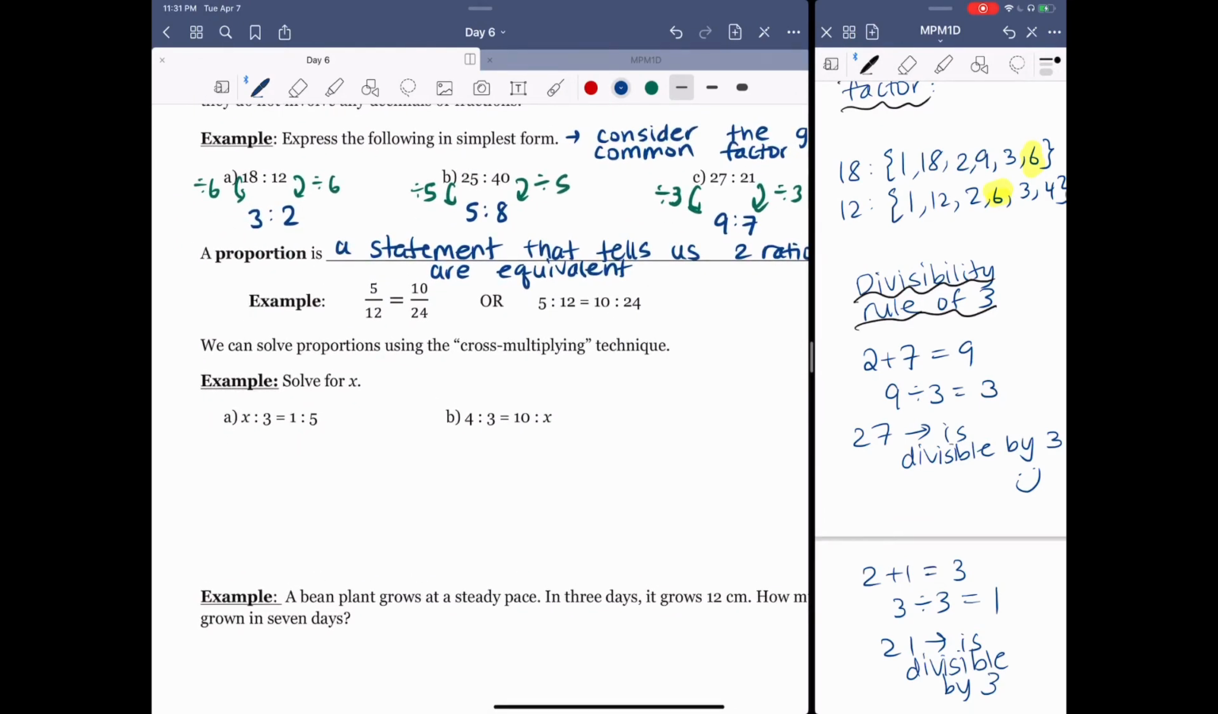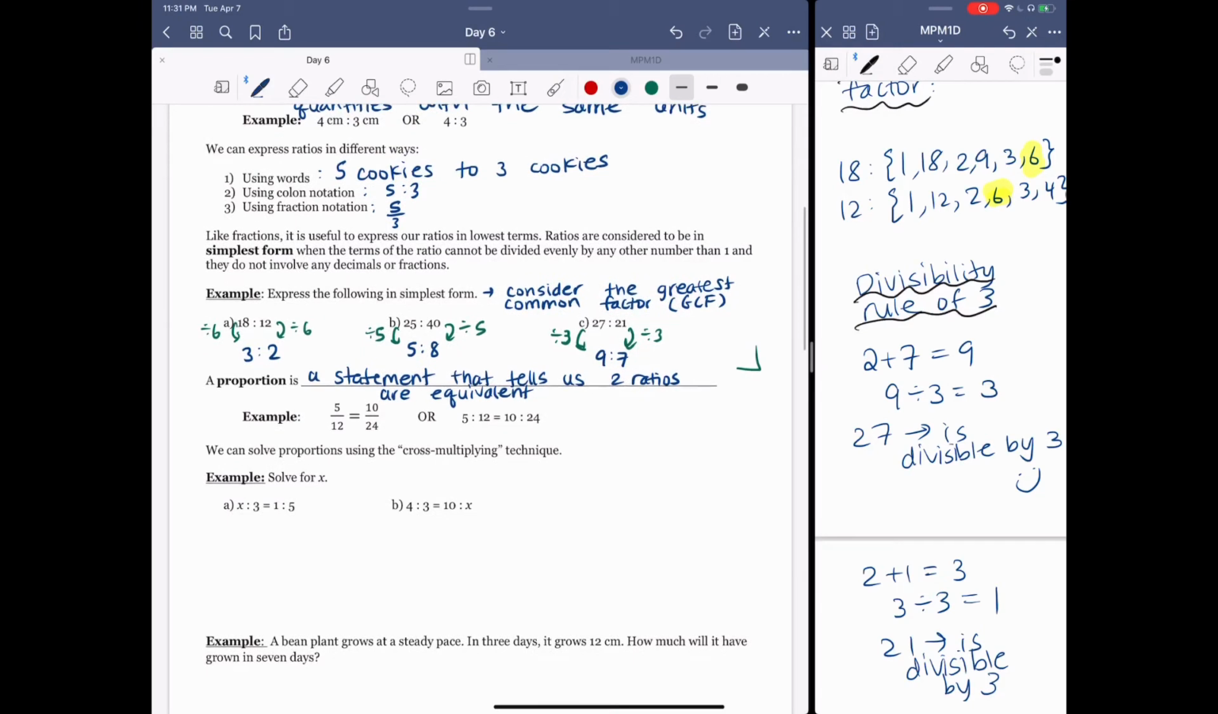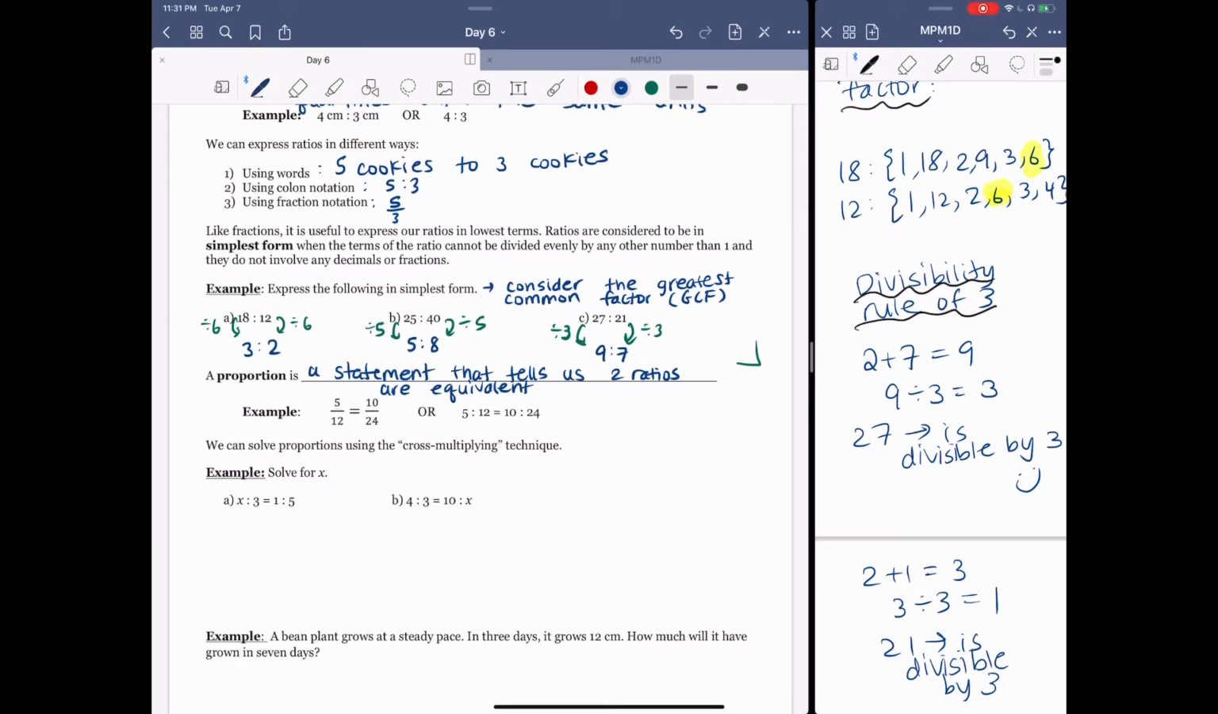So x to 3 equals 1 to 5, so that is written in colon notation form. And when you have that as a first step, the easiest thing for you to do is to change it to fraction notation so we can deal with it more easily. And so we have x divided by 3 is equal to 1 divided by 5. Well, how do we cross multiply? Well, we can cross multiply when we have a fraction equals a fraction.